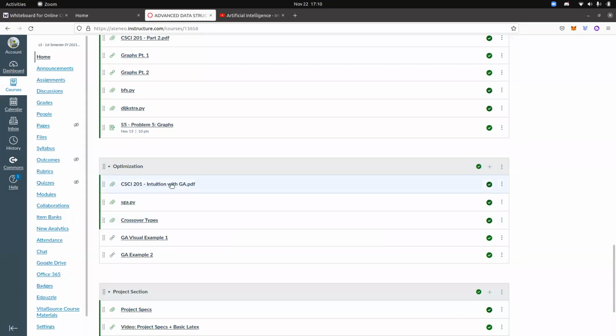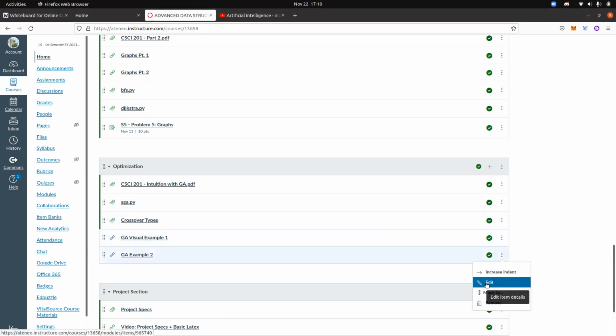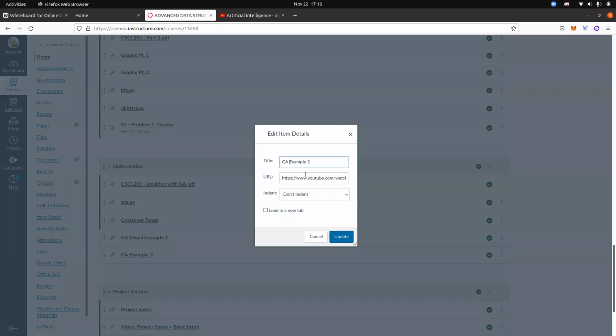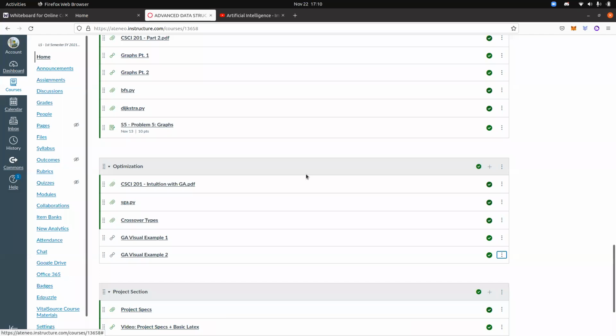All right. Okay, so these are the 3 files. I have a reference paper for the different crossover types, and then just rename this. These are GA visual examples, that you can watch later on.